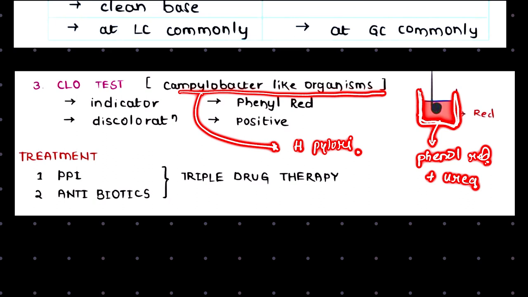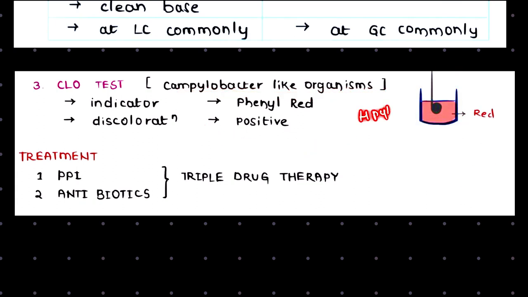Gastric biopsed tissue, the tissue that we need to examine, is kept in this test tube. Now after keeping it in the test tube, if that gastric tissue contains H. pylori, or if that gastric tissue is facing peptic ulcer disease, then the H. pylori present in that biopsy tissue will break urea. How will it break urea? With the action of urease.